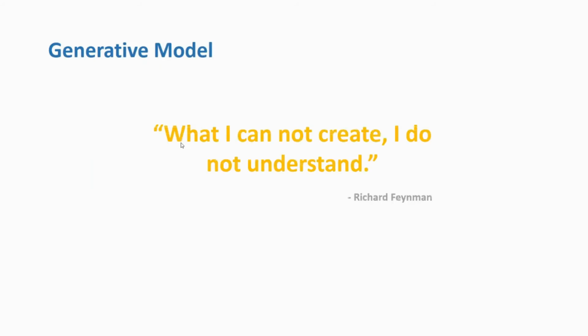Okay. The second one is the generative model. This kind of algorithm says that what I cannot create, I do not understand. This definition is basically given by one of the scientists, Richard Feynman. So what I cannot create, I do not understand. First, to understand, I need to create something, and this kind of concept is called a generative model.